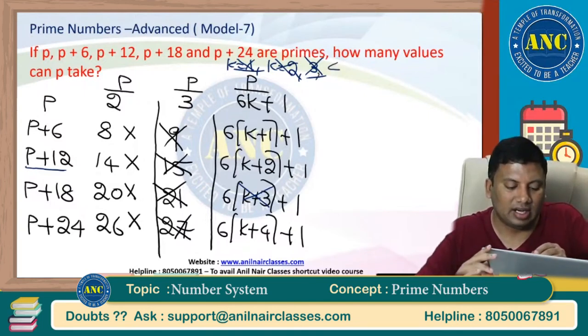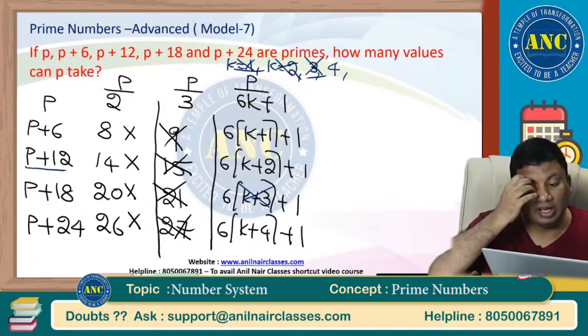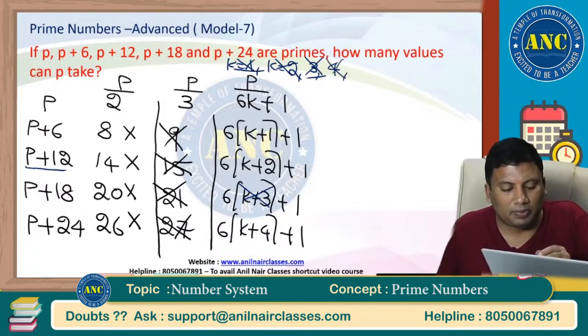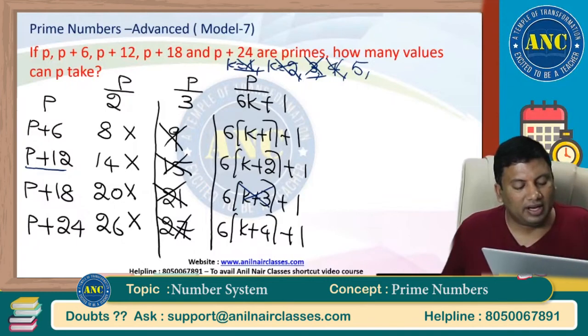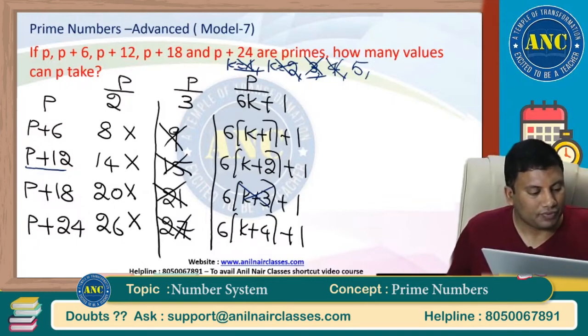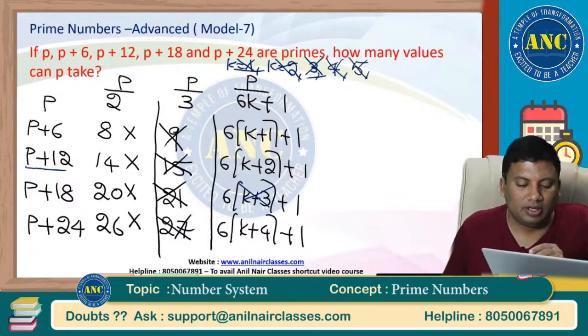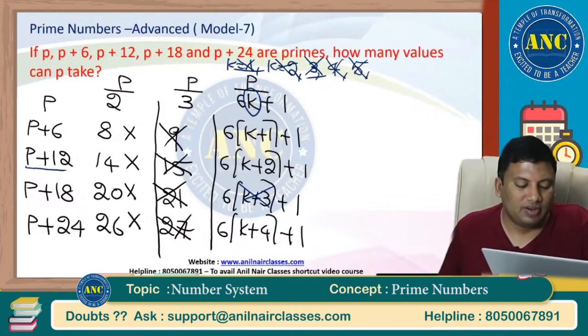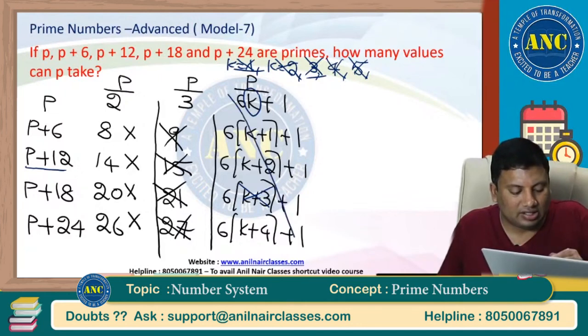I hope the idea is clear. K is 4. If I put k equivalent to 4, we get 25. It is not possible. K equivalent to 5 gives 31. 31 plus 24 is not possible. I hope it is clear. So when you divide a number by 6, the possible remainders are 1, 2, 3, 4 or 5. None of the cases is possible.